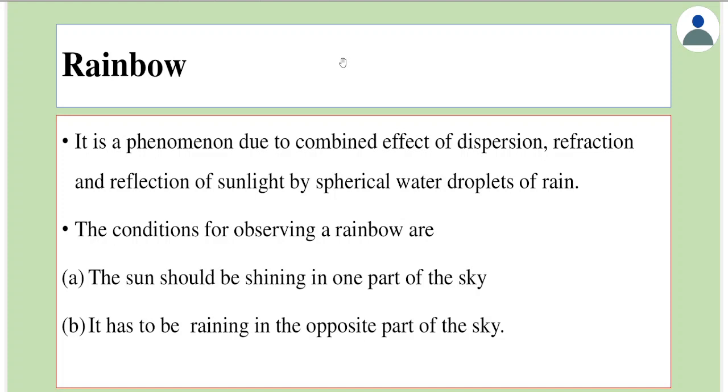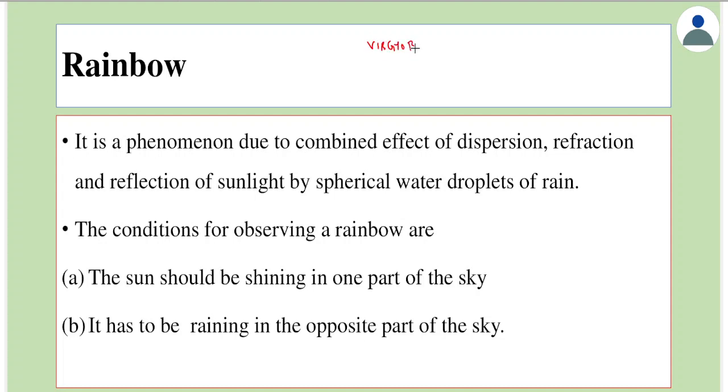Let's study about rainbow in this discussion. A rainbow is a phenomenon due to the combined effect of dispersion, refraction and reflection of sunlight by spherical water droplets caused by rain. To understand this, we have seen that a rainbow contains 7 colors in a circular arc. The colors are in the order of VIBGYOR.